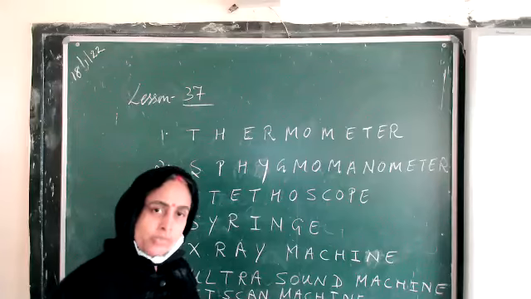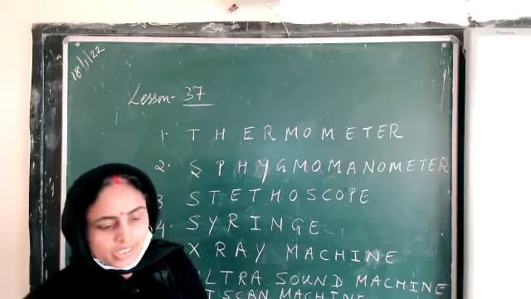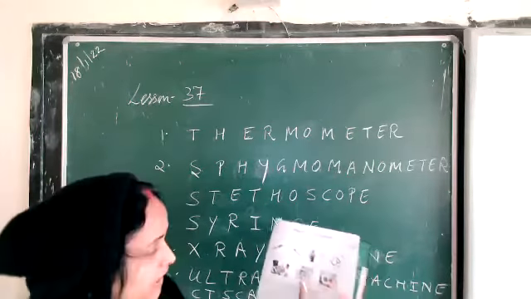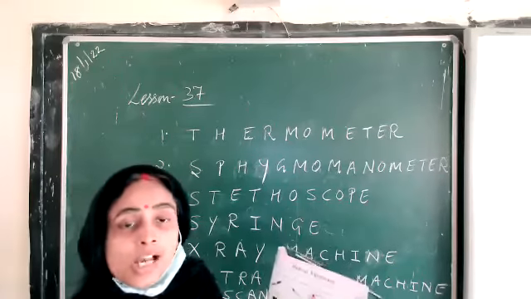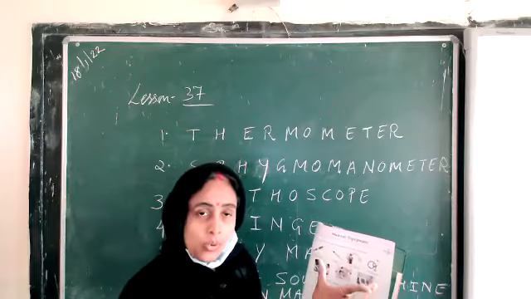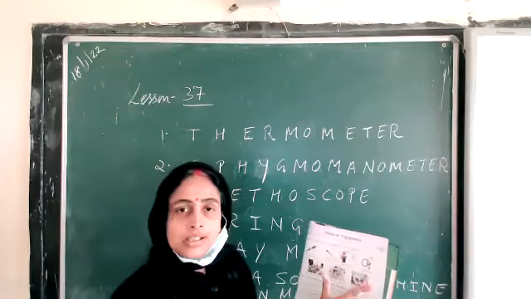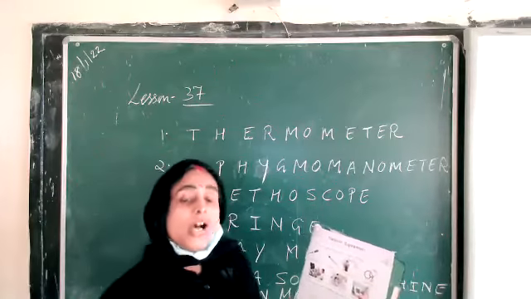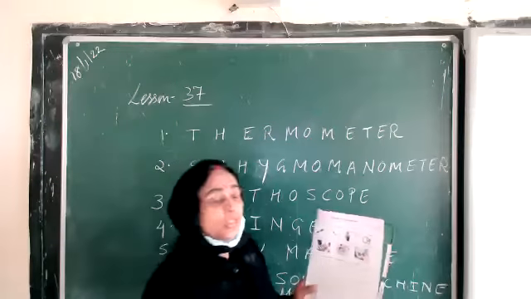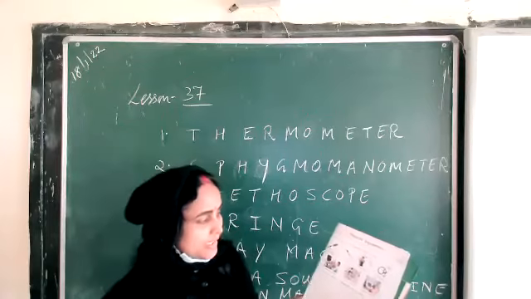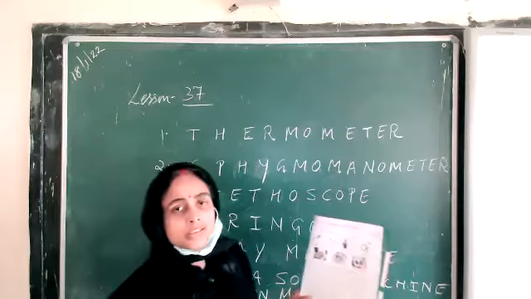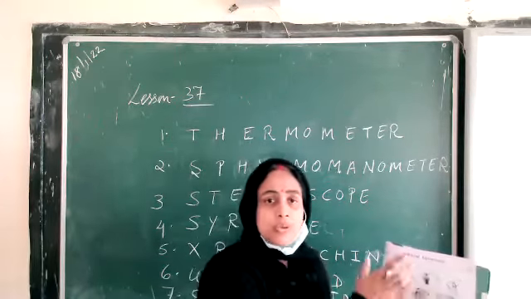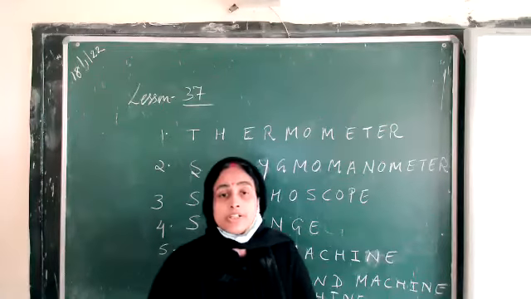Are you able to see? Yes. The answers are given also. You can see the pictures given here. All the pictures of the equipments are given here, and the names also. You can easily see how that machine looks and how it is working. You can see how the thermometer looks, how the syringe looks, how the X-ray machine, the stethoscope, the CT scan and the ultrasound look. I hope you have seen these machines when you go to hospitals. So it is clear to you with these equipments.